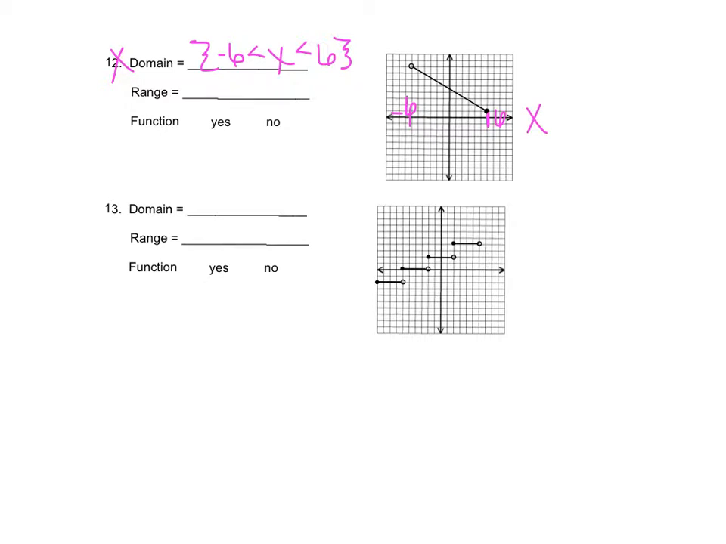Now notice on our endpoints we have an open and closed point, so we need to talk about that. Open point means it doesn't include it, so not equal. The closed point means it does include it, so equal. If you look at -6, when x is -6, it's this point here. That means it doesn't include -6. But this one, +6, is closed, so it will include it.